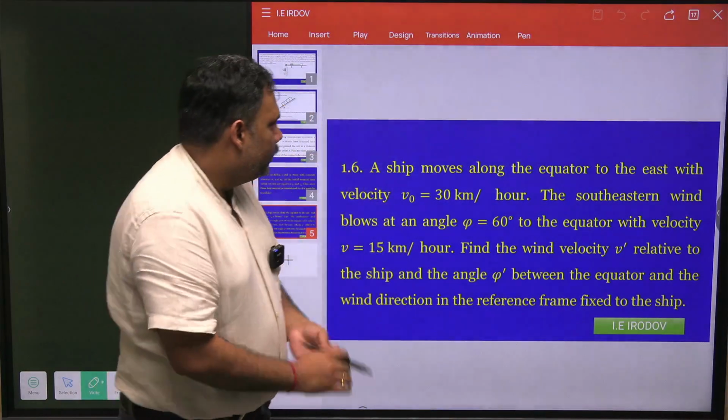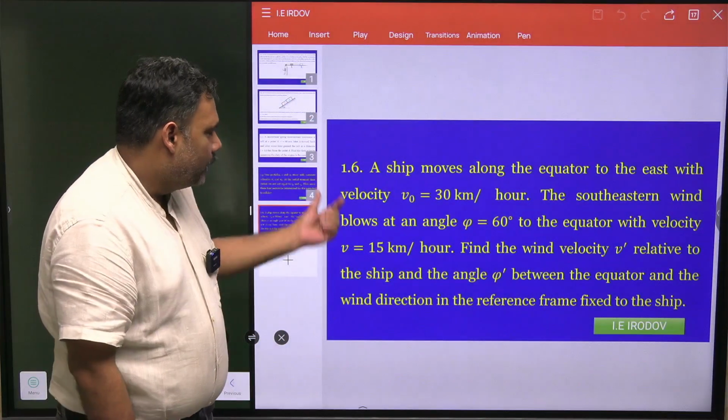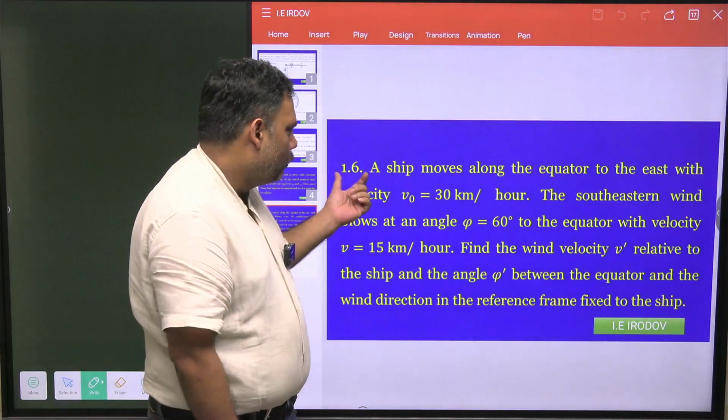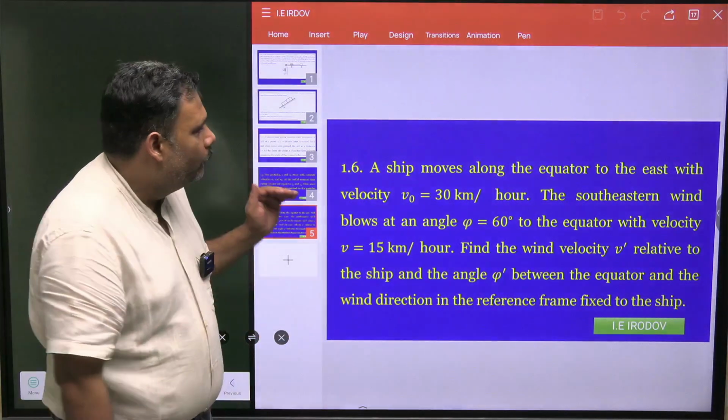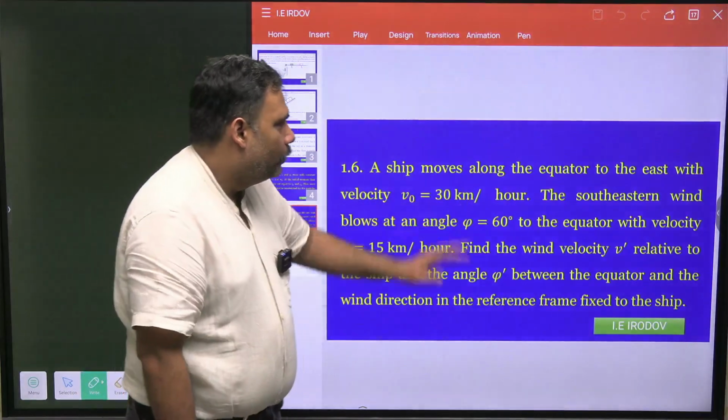Hello everyone. So let's try to solve one more problem from I.E. Irodov, and this is from kinematics. It is problem number 1.6. It is given: a ship is moving along the equator to the east with velocity v naught, 30 km per hour.